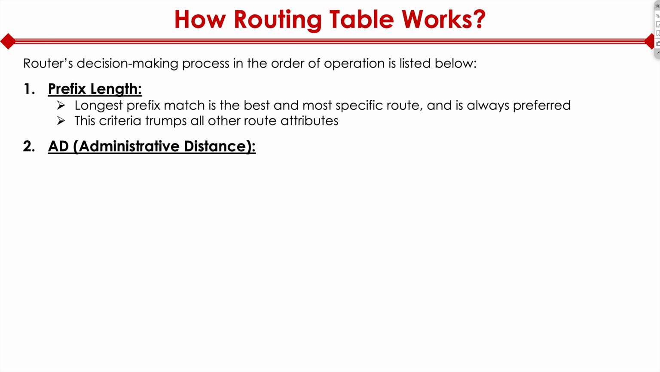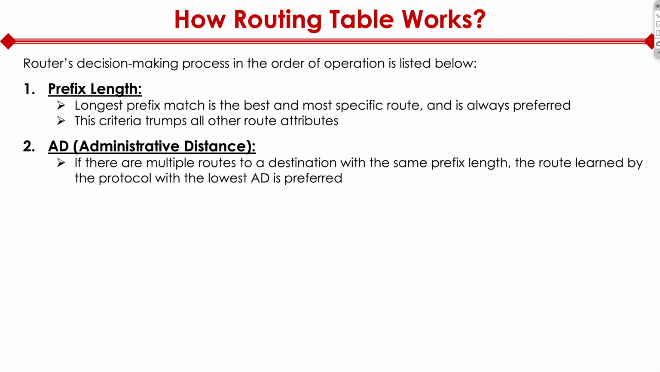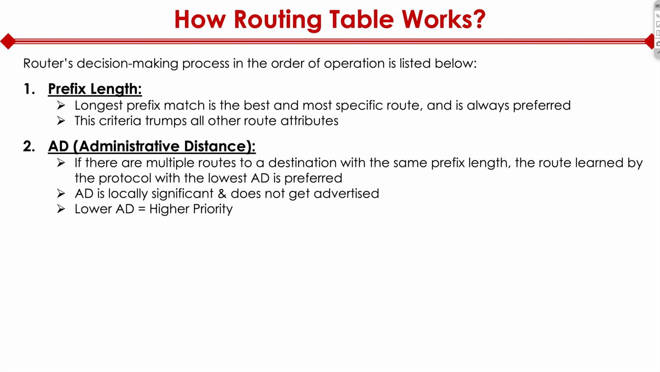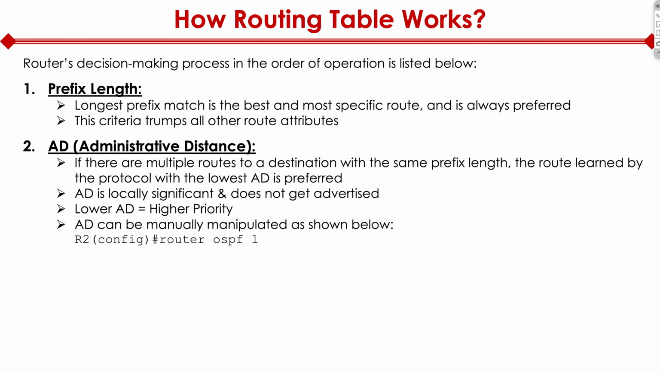The next thing that the router looks at, if the prefix length is the same for different routes in our routing table, is administrative distance. If there are multiple routes to a destination with the same prefix length, the route learned by the protocol with the lowest administrative distance is preferred. Administrative distance is locally significant and does not get advertised, and lower number is considered better. So lower AD equals high priority. Administrative distance can be manually manipulated as shown below.